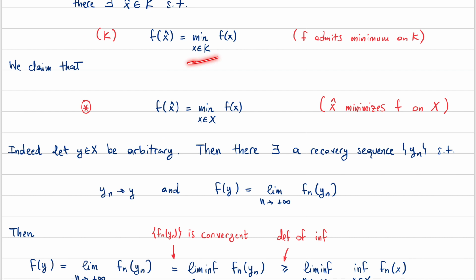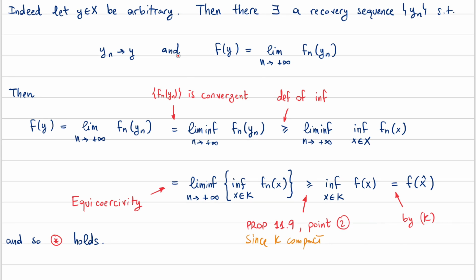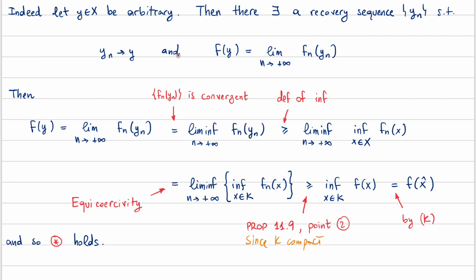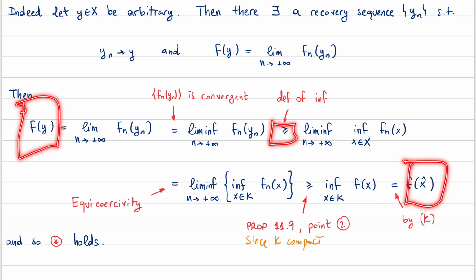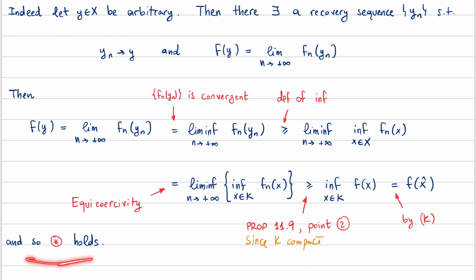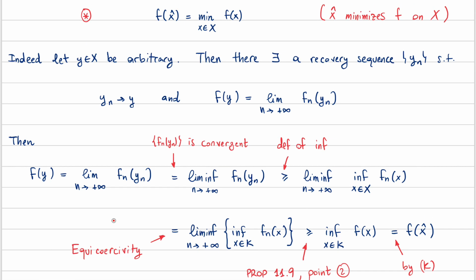K was this condition here. K told you that the minimum, so the infimum, which is actually a minimum, is achieved by x hat for the gamma limit. And therefore, if you just look at right-hand side and left-hand side, we prove that f of y is larger or equal than f of x hat. And since y was arbitrary, we conclude star. So we conclude that x hat is actually a minimum of the gamma limit over the whole space X.